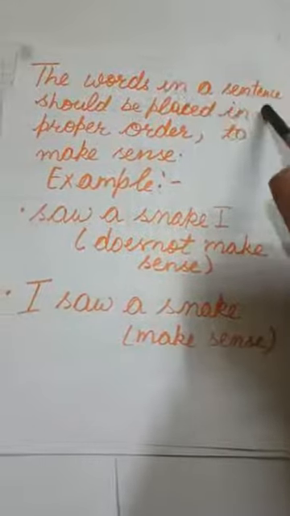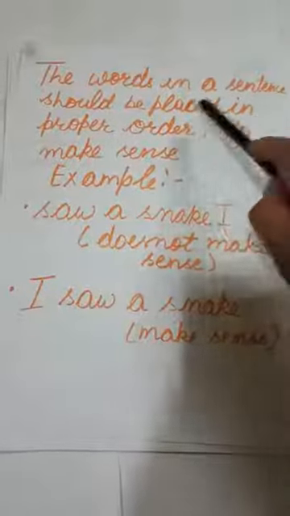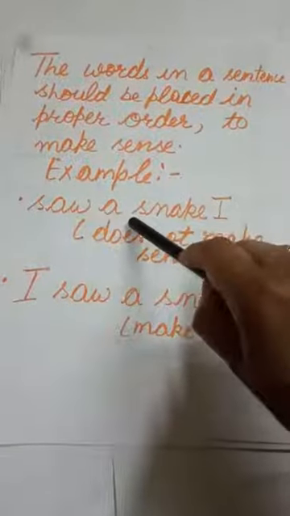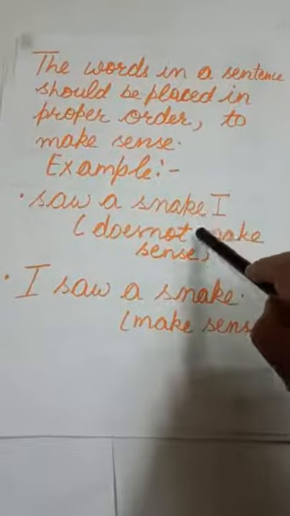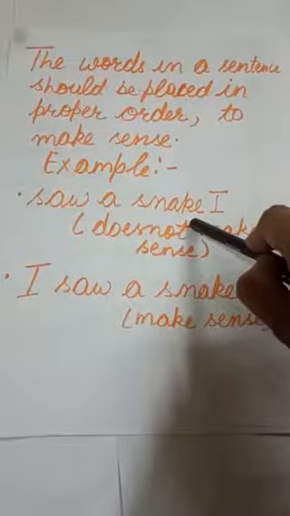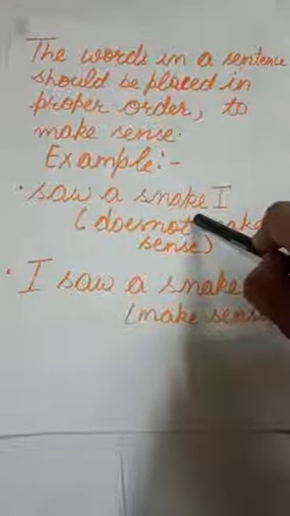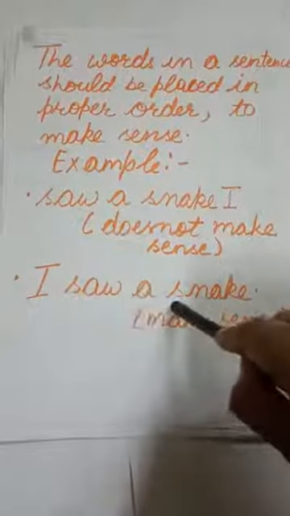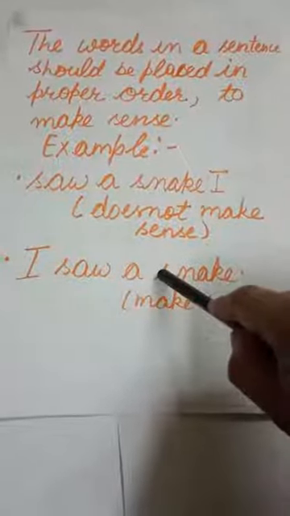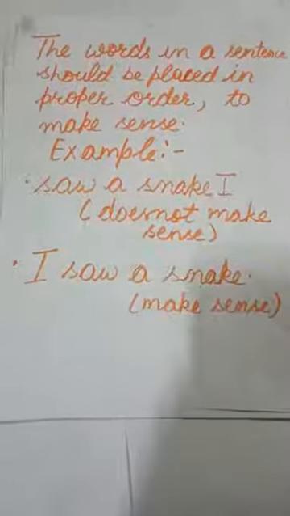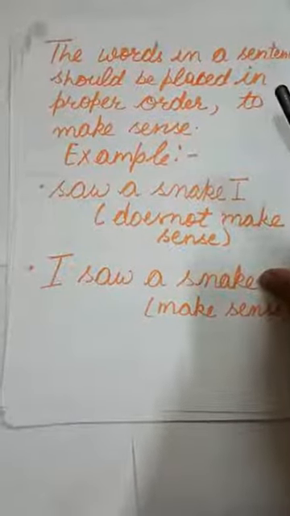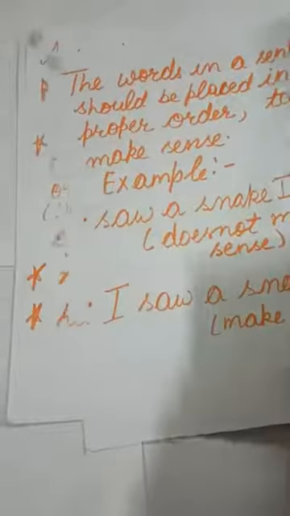The words in a sentence should be placed in proper order to make sense. Example: "saw a snake eye" doesn't make sense. These are a few words, but they are not making sense. That's why it is not a sentence. "I saw a snake." It makes sense, so it is a sentence. I hope you understand that the words which make sense make a sentence.